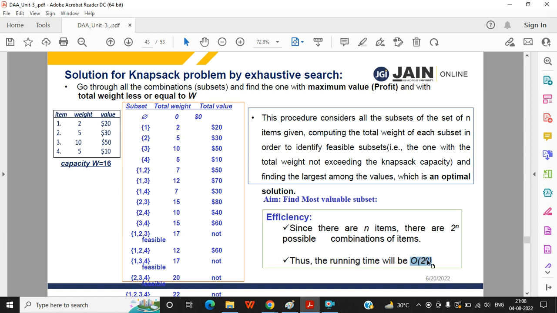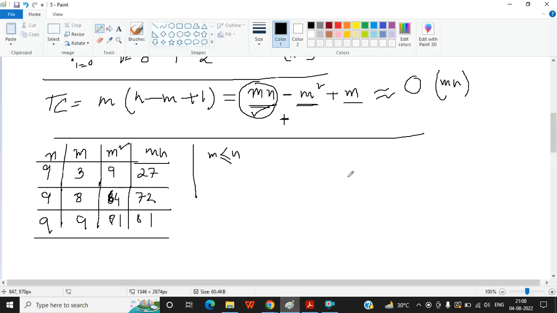Anyway, in time complexity 2 to the power n is much bigger than n to the power, say, maybe 100 or 10, or n to the power n. This is much bigger. So this is a very big amount of time.